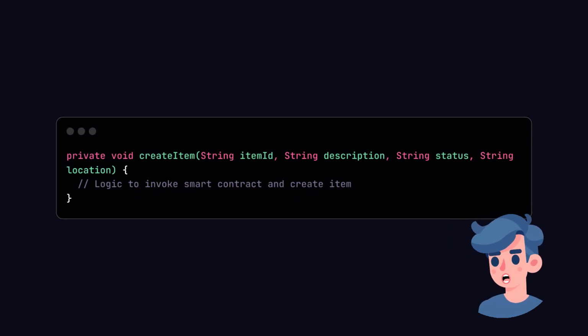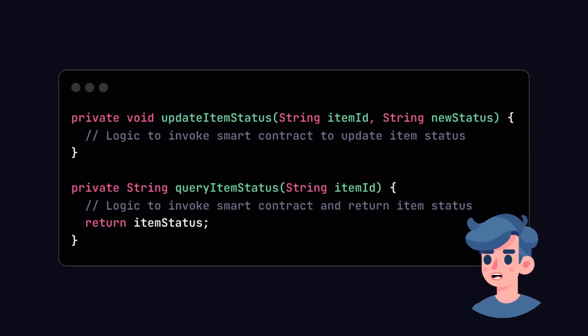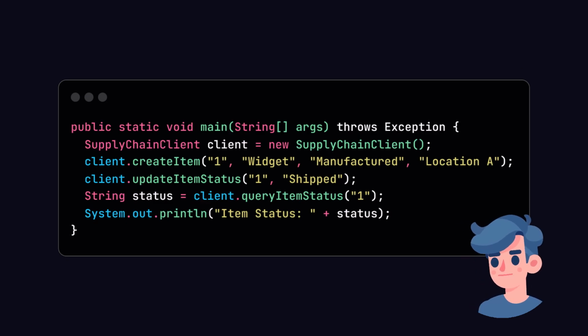Next, create a method to invoke the smart contract's createItem function. This will allow us to add items to our supply chain. Now, let's create methods for updating the item status and querying the item status using the smart contract methods we created earlier. Finally, add some test calls in the main method to demonstrate the full functionality of the supply chain application. Create an item, update its status, and then query it.